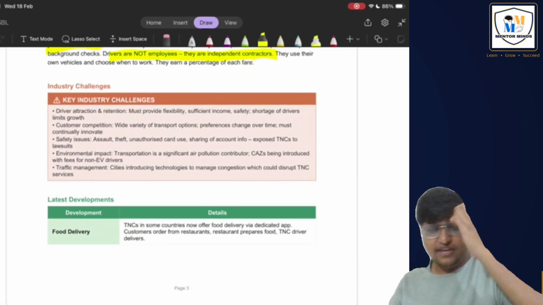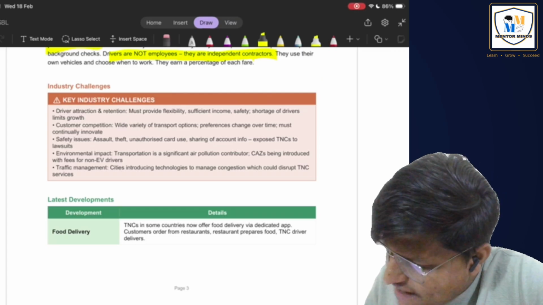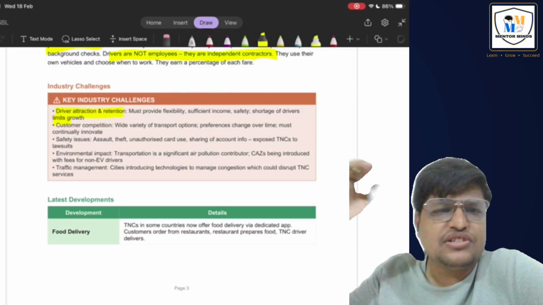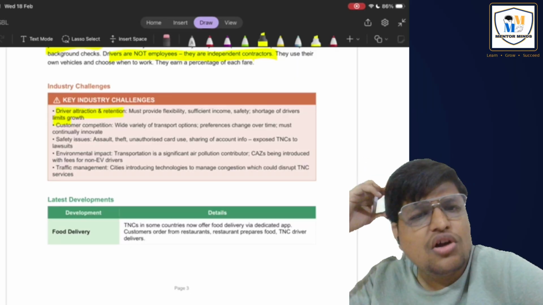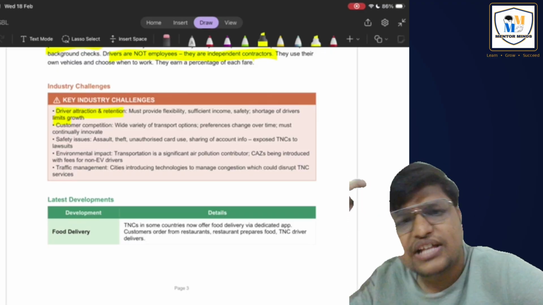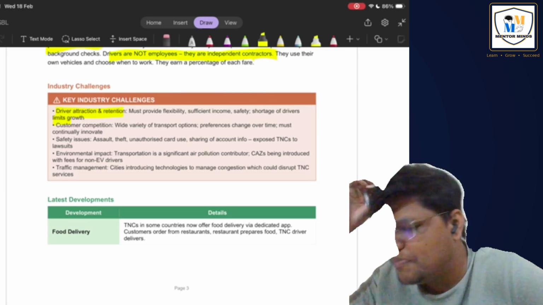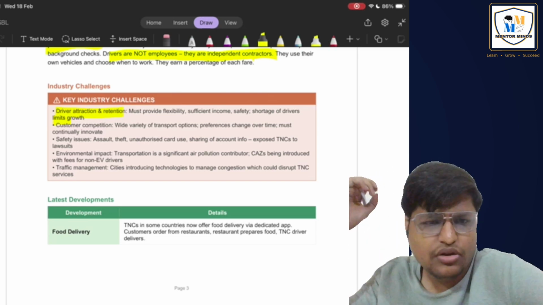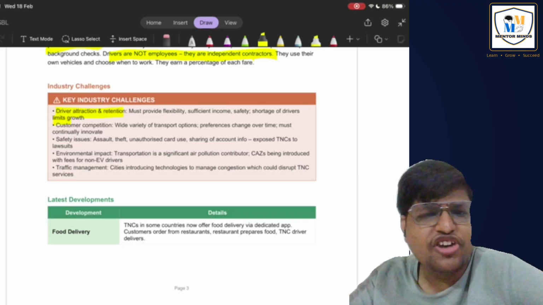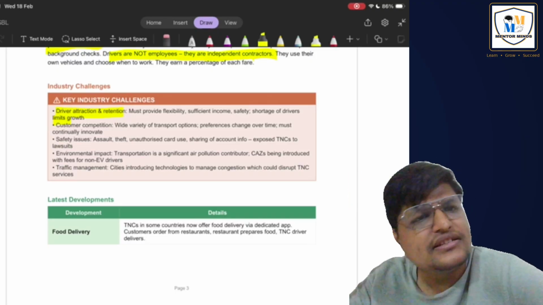Now you need to understand what the industry challenges are. Point number one is driver attraction and retention. Sometimes what happens is that due to low payment, there is a shortage of drivers because there is lack of sufficient income, or sometimes there is an issue of safety. The driver may not be a good driver, right? So sometimes it becomes difficult to attract drivers to drive for our application, and sometimes it is difficult to retain them.